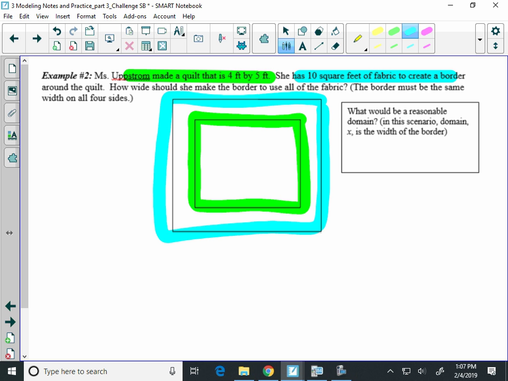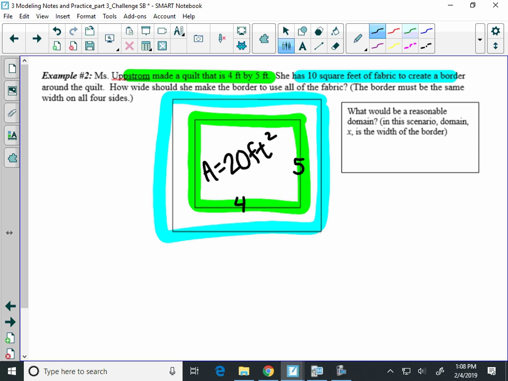So let's at least write down what we know. We know that this green part, the actual quilt, is 4 by 5 feet, right? So we know that this is 4 feet, and that side is 5, or vice versa. It doesn't matter. And we're going to be talking about area here. So just the green part, just the quilt, what is the area of the actual quilt? 20, right? So the area here is 20 square feet of just the quilt.